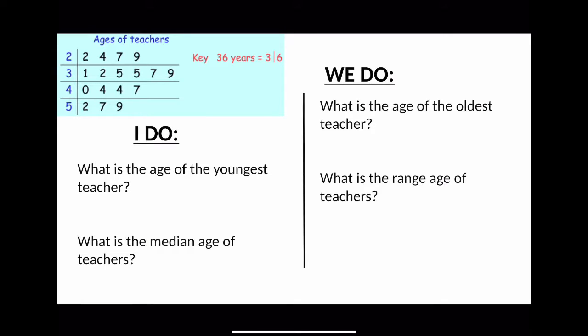What is the median age of teachers? Remember, median means the middle value. So the median age of teachers is 37. What is the age of the oldest teacher? If we have a look at that one together, you can see that it will be 59. And the range means the biggest number take away the smallest number. So 59 minus 22 equals 37. Pause the video whilst you write those questions and the answers.